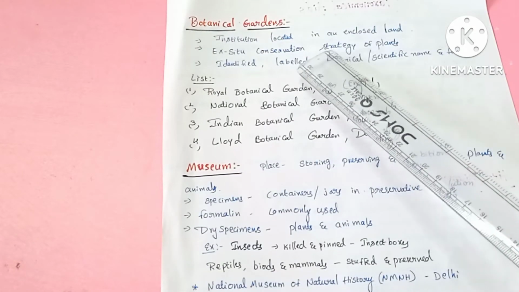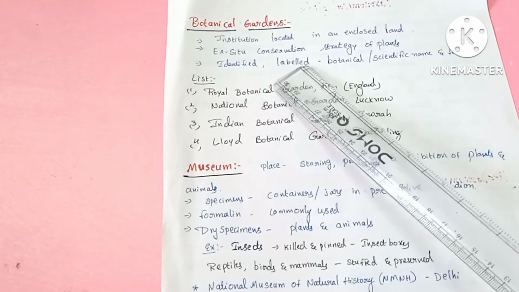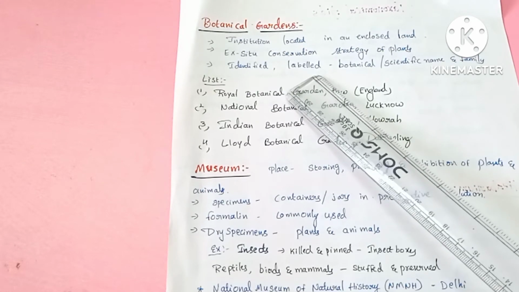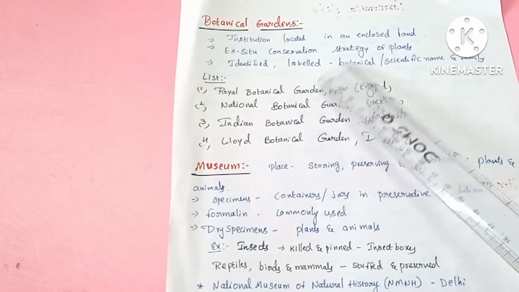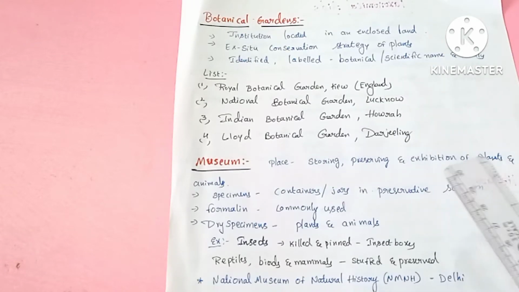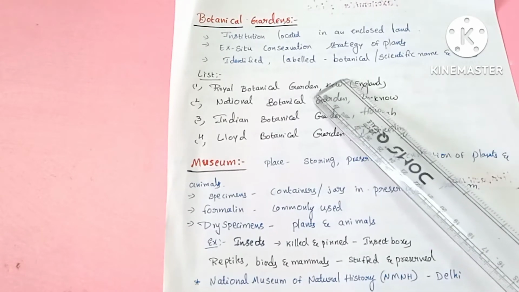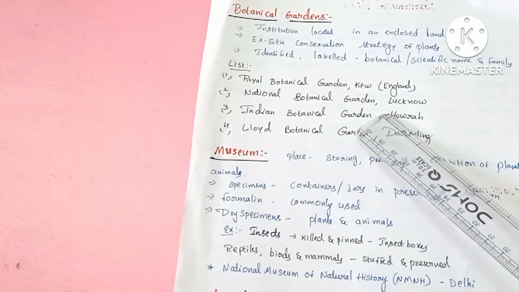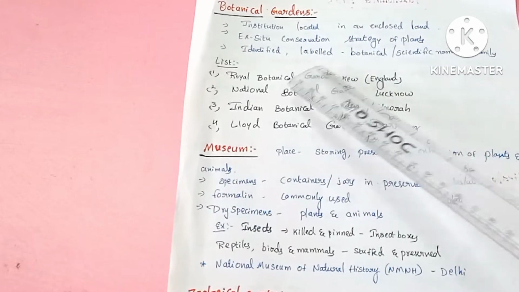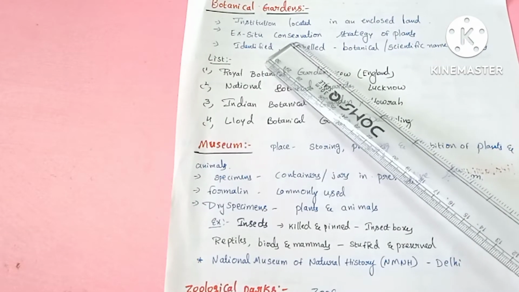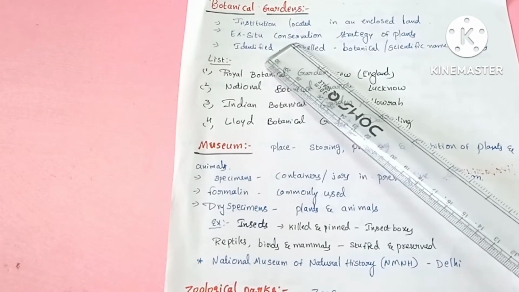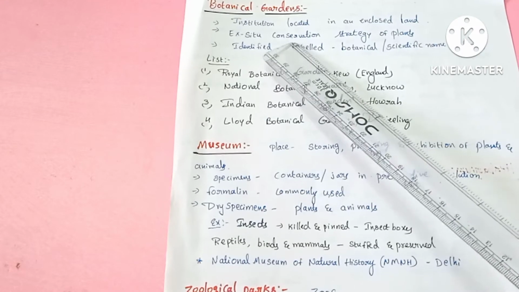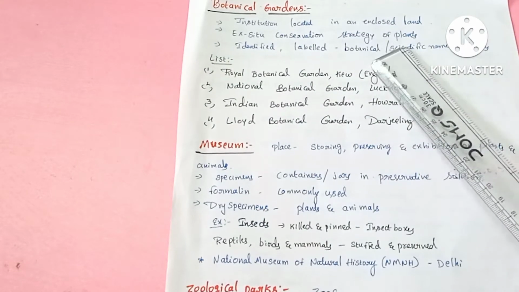The next taxonomical aid is botanical gardens. In botanical gardens, we preserve plants. A botanical garden is an institute or an enclosed area where we collect plants from outside. From different areas, we collect the plants and keep them in one place. That is called a botanical garden. That means these botanical gardens are ex situ conservation. Ex situ conservation means what? The plants are brought from outside their natural habitat and kept in one place. That is called the ex situ conservation strategy of plants.